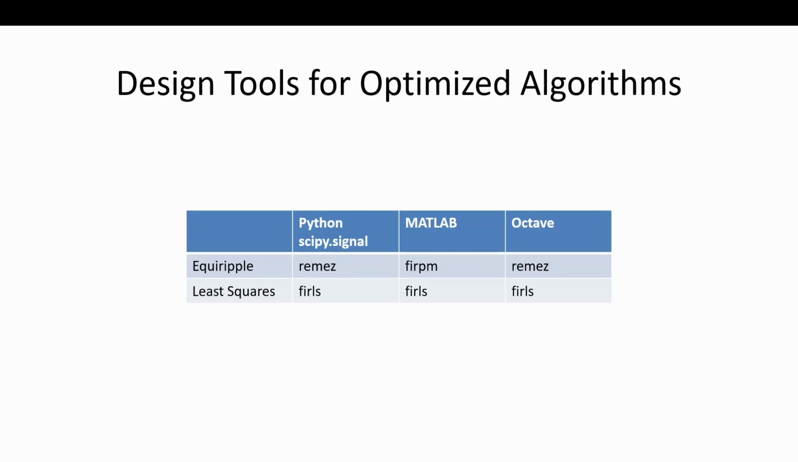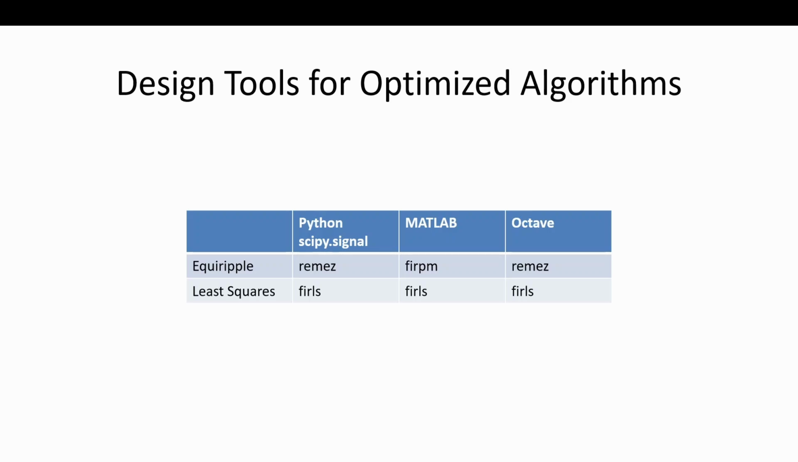So the design tools in Python, it's the signal library, what we'll be pulling up and using, SciPy signal library, and it's called Remez. For Equiripple, same thing in Octave called Remez. It used to be called that in MATLAB, I believe, 30 years ago maybe, but it's called FIR PM for Parks-McClellan. And then least squares that are all called FIR LS.